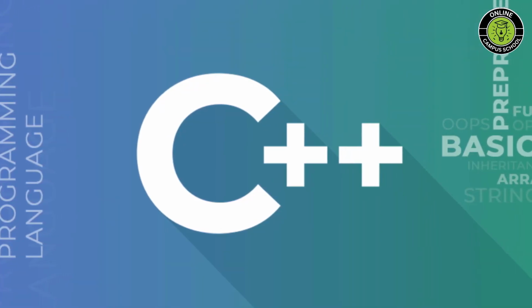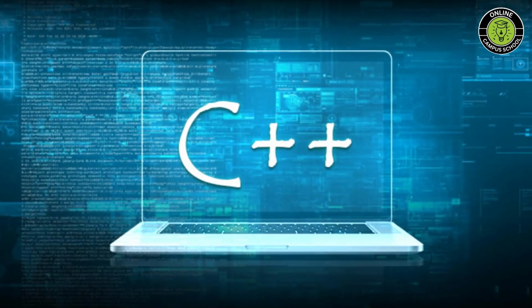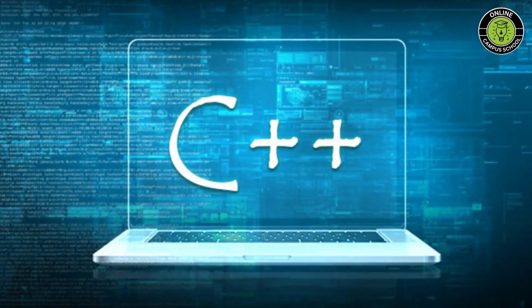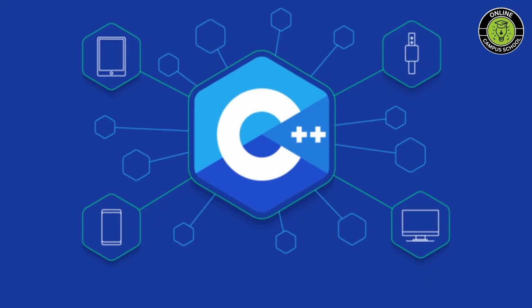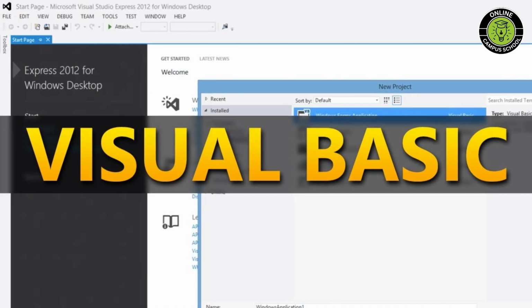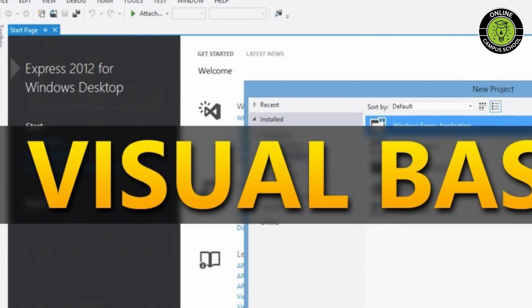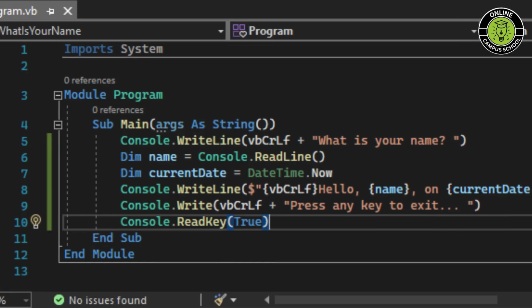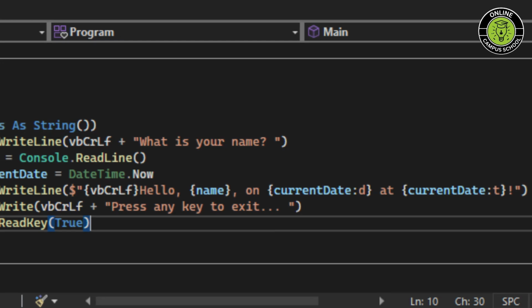2. C++. Building on C, C++ introduced object-oriented programming and became a staple in game development, system/software applications, and high-performance applications. 3. Visual Basic. Developed by Microsoft, Visual Basic was popular for rapid application development, particularly for Windows applications.